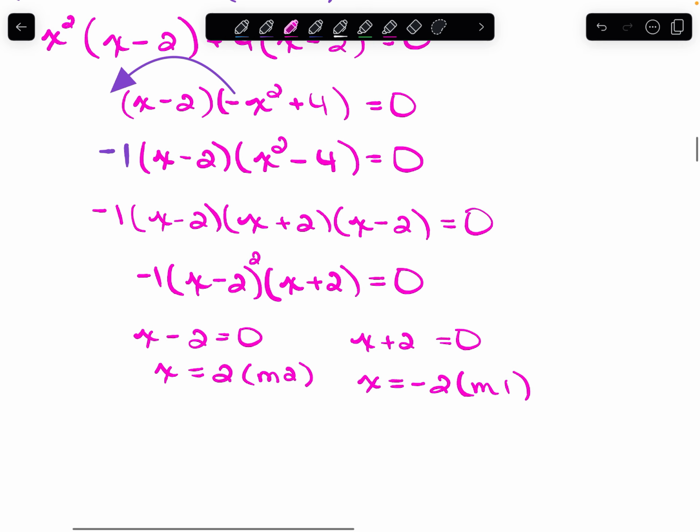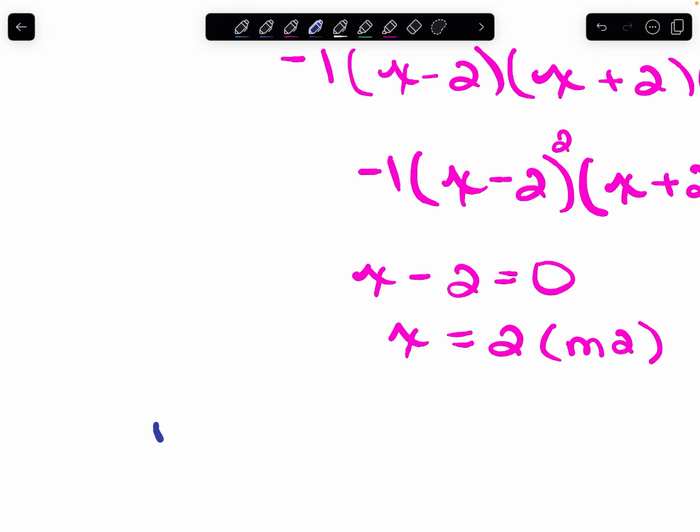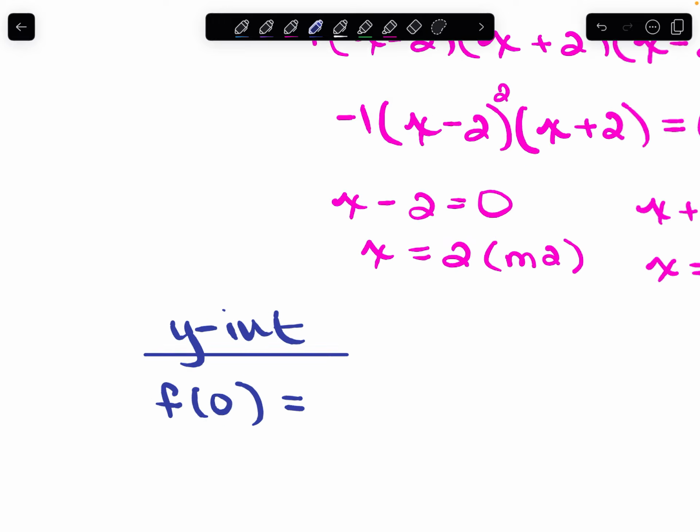So what that means is when we hit the x-axis at 2, we're going to bounce. And when we hit the x-axis at negative 2, we're going to go straight through. All right, so we have our end behavior, we have our zeros. I now need my y-intercept. Remember, this is where x is equal to 0. So to find your y-intercept, we are plugging in 0 for x, or in other words, calculating f of 0.